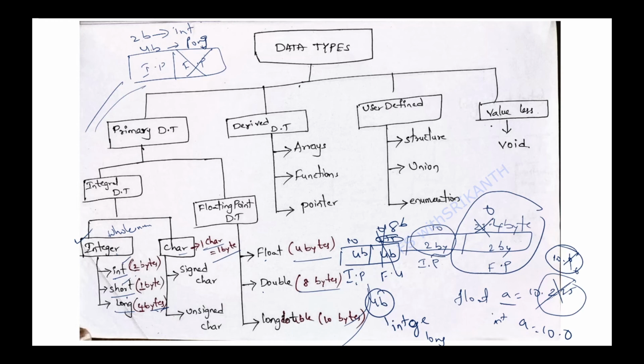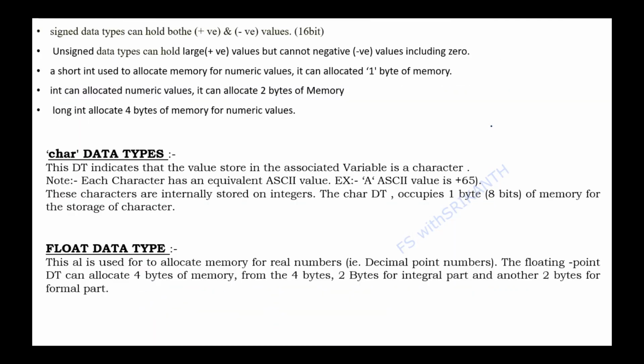So totally how many data types do we have? Totally we have 6 primitive data types: int, short, long, char, float, double. Just observe: int, short, long, char, float, double. Totally these are the primary data types we are using.